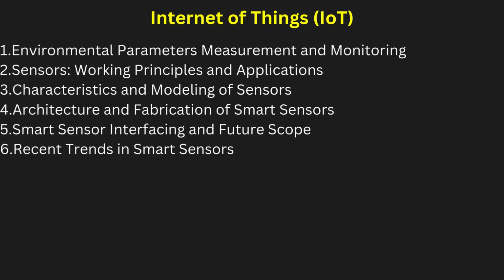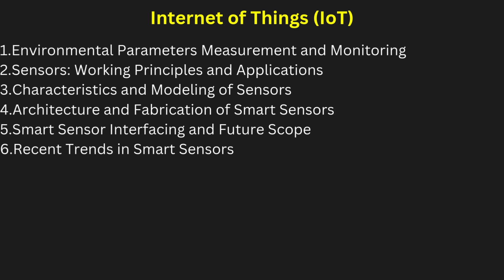In this course, we will explore our first chapter, that how IoT is revolutionizing the world around us. Today's session focuses on the first chapter, environmental parameters measurement and monitoring. Understanding these parameters is crucial for maintaining a healthy ecosystem. From air quality to water purity, monitoring plays a key role in sustainability.